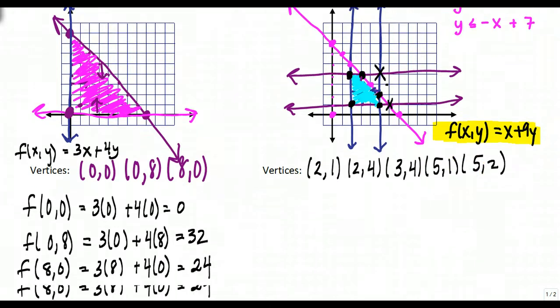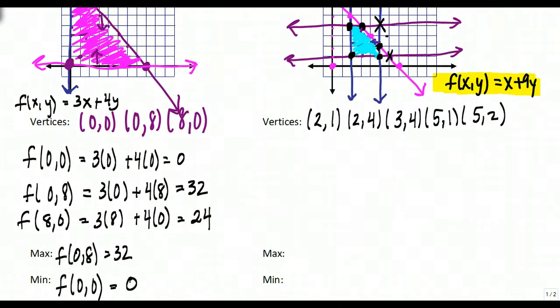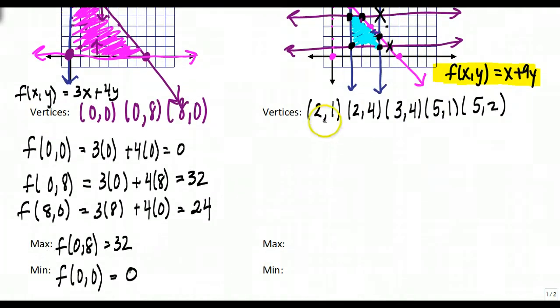So I also wrote down the function that we're trying to maximize. So now we're going to pause again because I need you to know how to do this problem when we get to class. So I want you to figure out the maximum and the minimum of our objective function by evaluating it for each of these vertices, just like we did in the problem over here. Ready, set, pause.